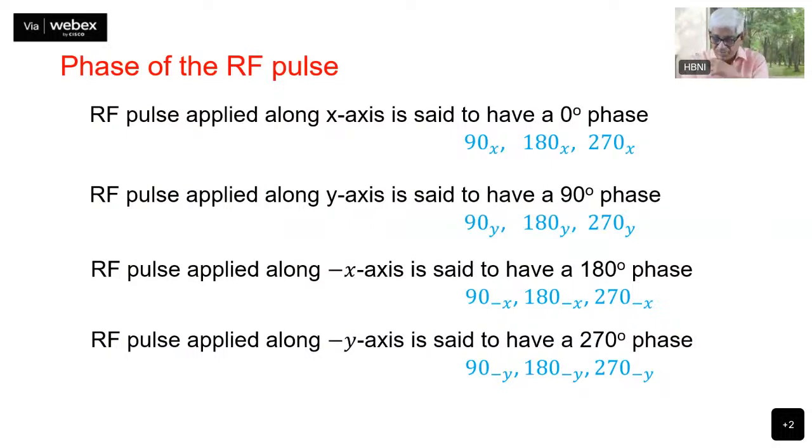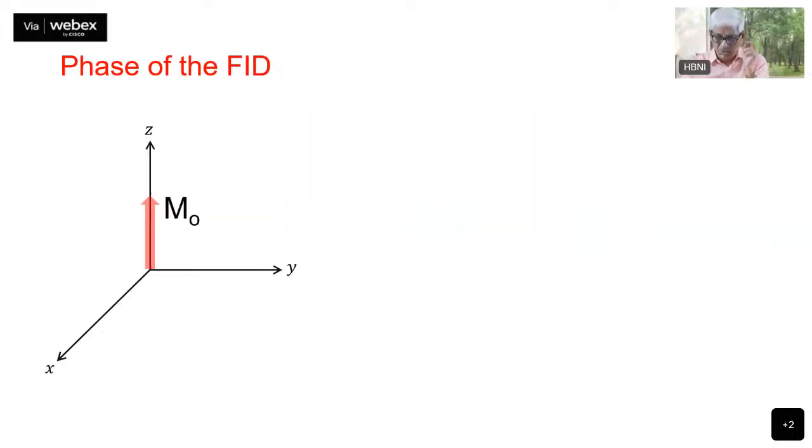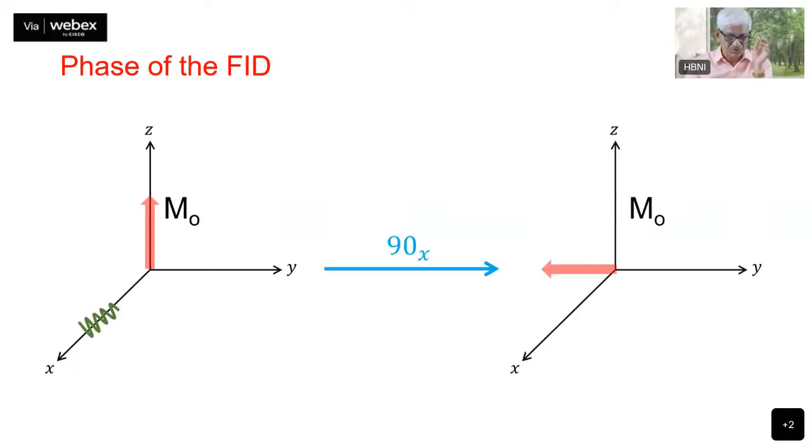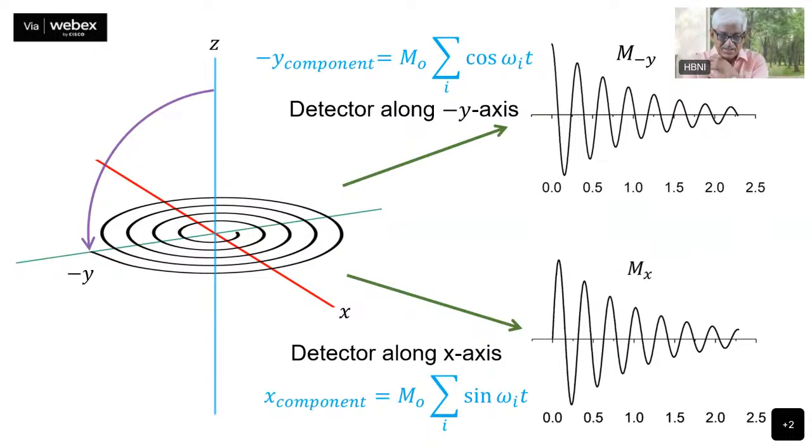Okay, the phase of the RF pulse, of course, we discussed already: we can apply the pulse along the x-axis or the y or the minus x or the minus y-axis, and accordingly your signal will also appear in that manner. Your detector, the receiver phase, has to match the pulse phase and signal phase, and that is how you get the different signals. This we have talked about earlier. So you had the phase of the FID: your 90-degree X pulse takes the magnetization to the minus Y, and then your detector is put down here.